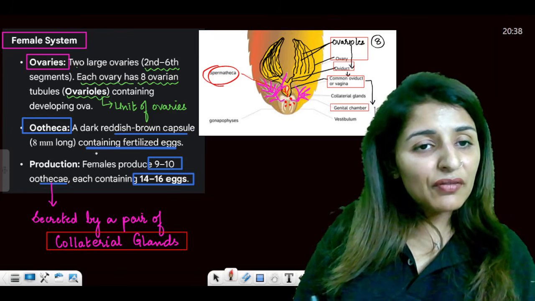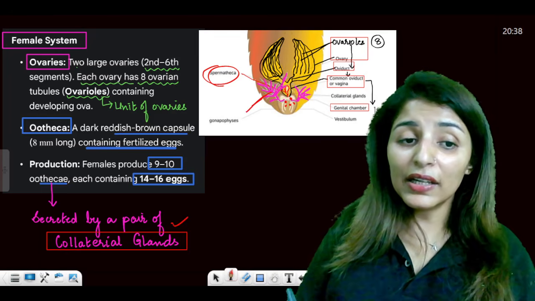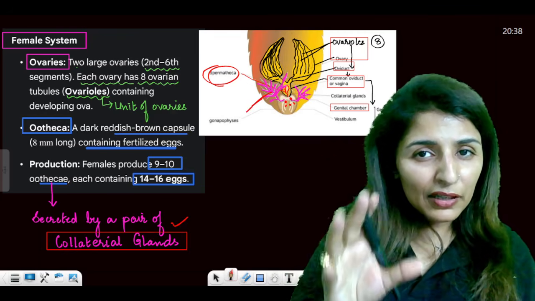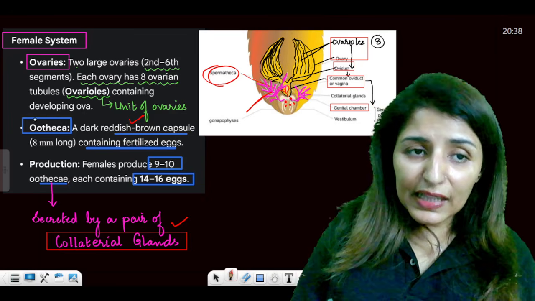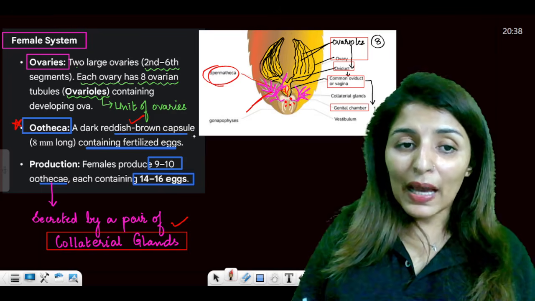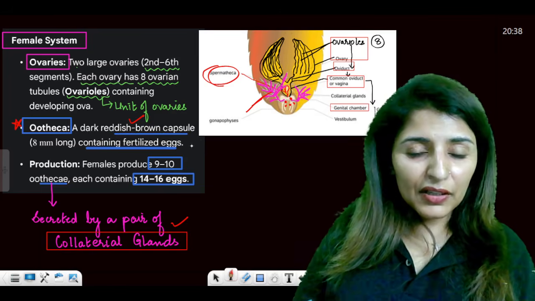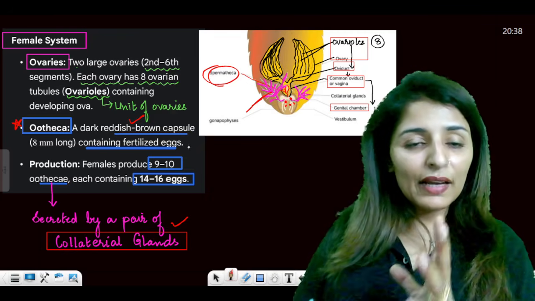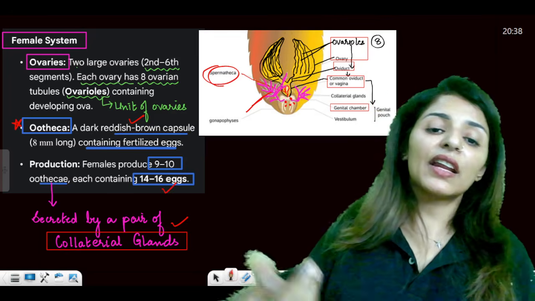Now, once the eggs have been fertilized, there is this pink colored gland. This is known as collateral glands. These collateral glands are going to secrete a milky fluid around the fertilized eggs and form a capsule, the reddish brown capsule. These capsules are known as ootheca. Is that clear? So ootheca is a reddish brown capsule which will contain and protect the fertilized eggs, and then these will be released outside. In the whole lifetime, a female can produce 9 to 10 ootheca, each containing 14 to 16 eggs.